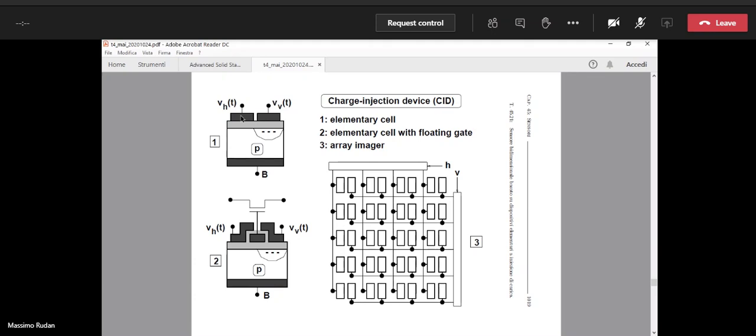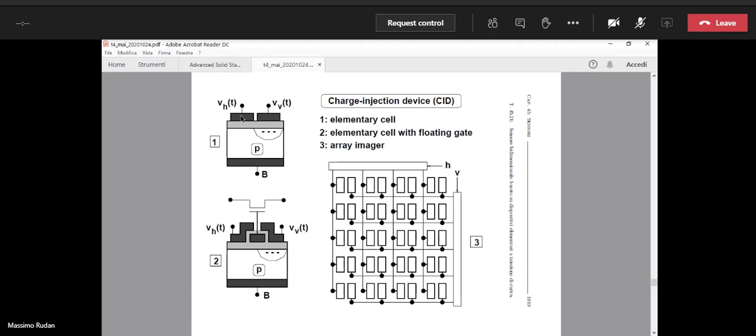Can we replicate this architecture in order to form a two-dimensional array? Yes, and this is shown in part 3 of the figure that shows a top view of an array of charge injection devices, okay? So each pair of gates is now seen from top, and now you can see better how the gates are connected.